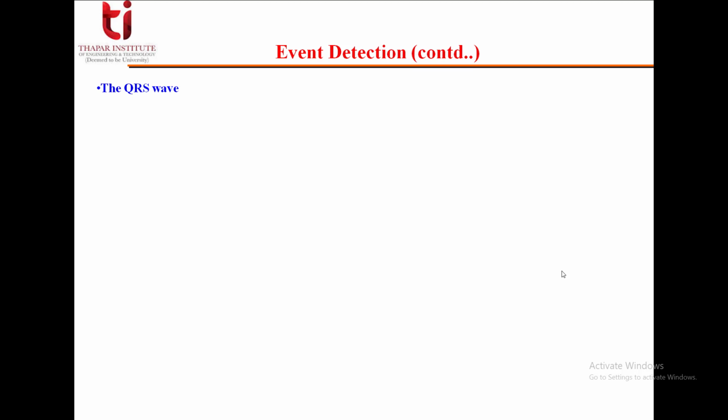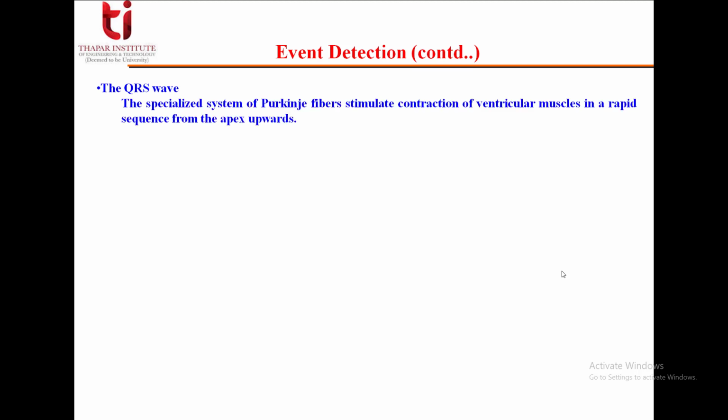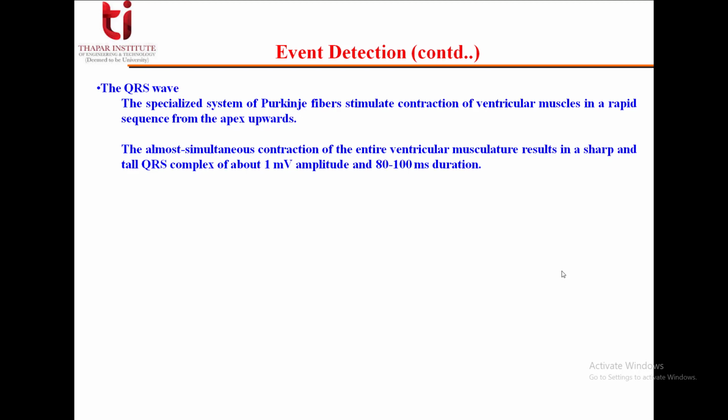Now the next is the QRS wave. The specialized system of Purkinje fibers stimulates contraction of ventricular muscles in a rapid sequence from the apex upwards. The almost simultaneous contraction of the entire ventricular musculature results in a sharp and tall QRS complex of about 1 millivolt amplitude and 80 to 100 millisecond duration. The event of this ventricular contraction is thus represented by the QRS epoch.